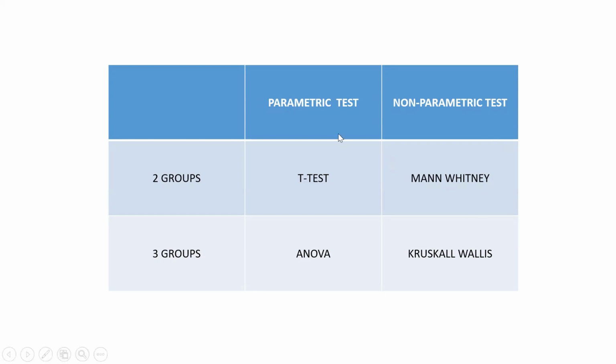non-parametric test. For the parametric test, if you are going to test the significant difference of two groups, what are the variables that have two groups? For example, gender, we have the female and male. They should be mutually exclusive from each other, so no overlapping. So that is two groups.